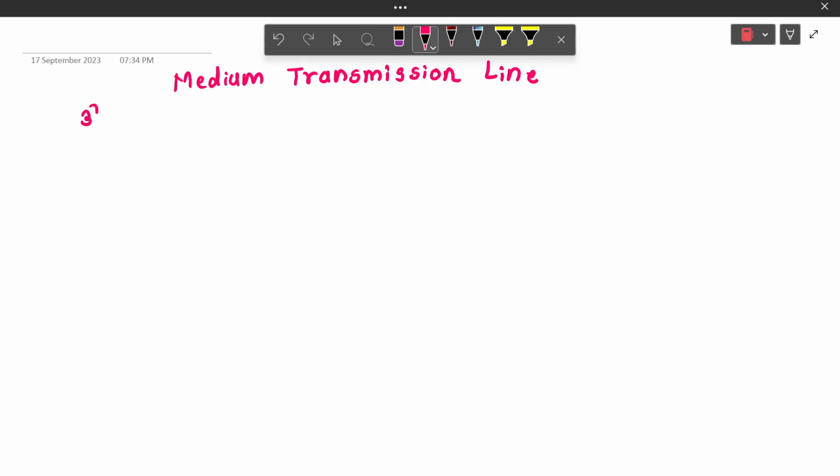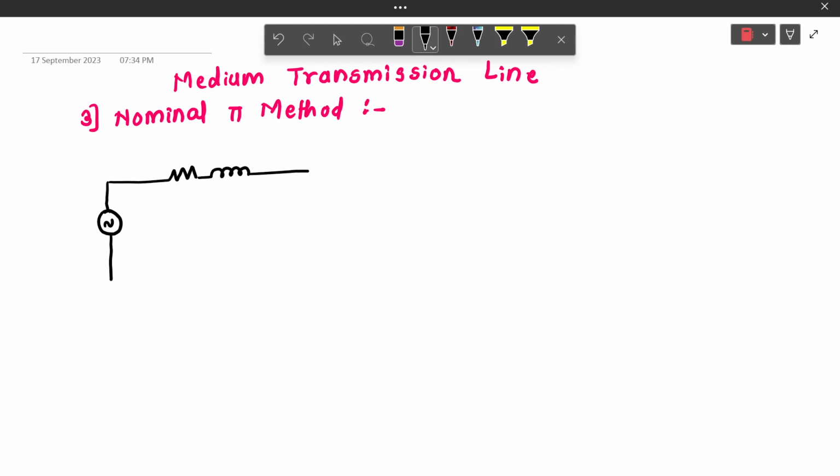Hello everyone. In this video, we will see the performance parameters of medium transmission line using nominal pi method. For this circuit, consider an equivalent per phase circuit of medium transmission line. Here, we are considering the capacitance of the medium transmission line at sending end as well as receiving end.